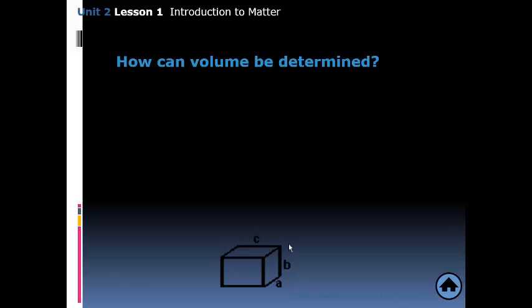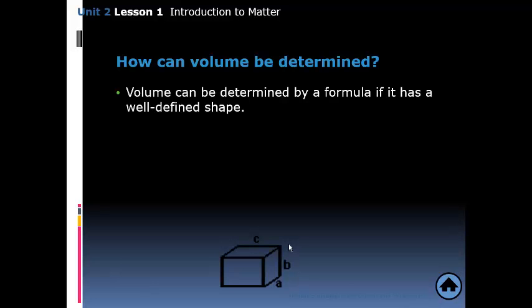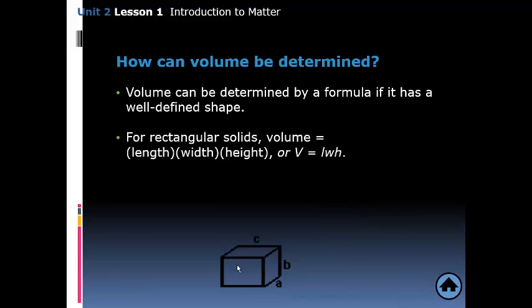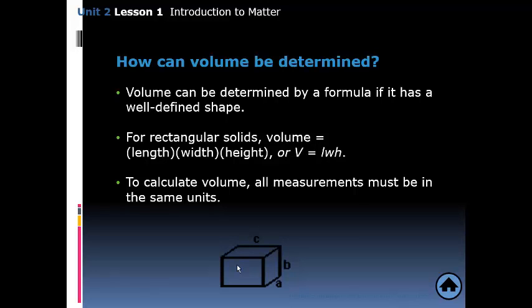How can volume be determined? Volume can be determined by a formula if it has a well-defined shape. So if it is a rectangular solid, like the picture here, then we can determine its volume using a formula. The volume formula for a rectangular solid is length times width times height, or V equals LWH. I bet a lot of you already know that.